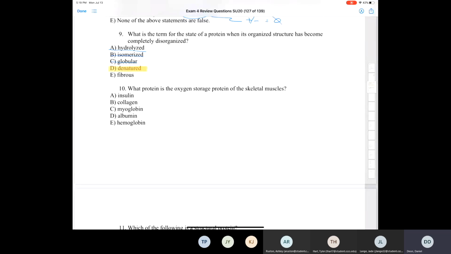Anyhow, number 10 just involves some memorization. It says, what protein is the oxygen storage protein of skeletal muscles? And the answer to that is myoglobin. So myoglobin is the oxygen transport protein of muscles.